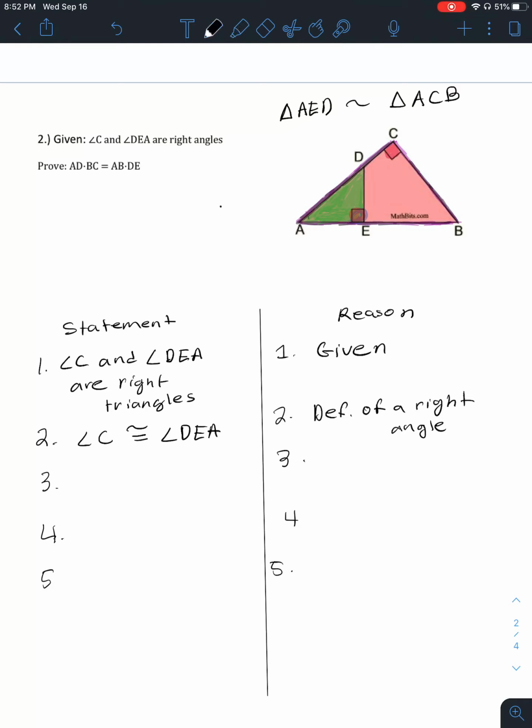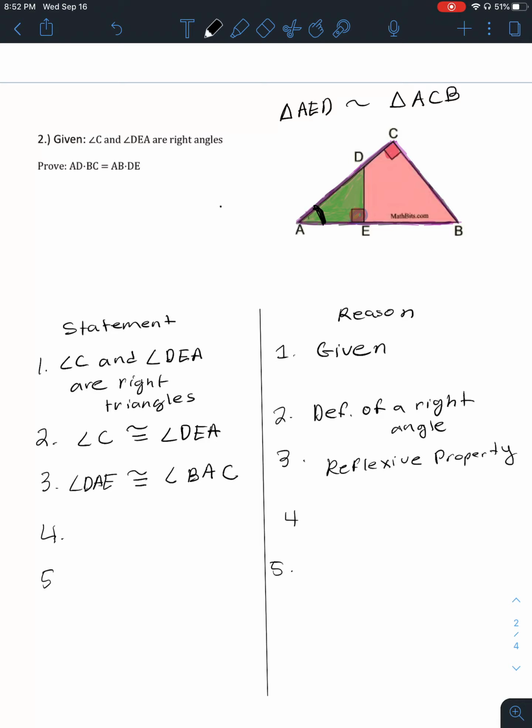The next thing we want to do is find another angle, which is going to be angle A. I hope that you see the small green triangle and the big triangle both have A in common. So that is called the reflexive property. So we are going to say that angle DAE is congruent to angle BAC. And the reason is reflexive property.